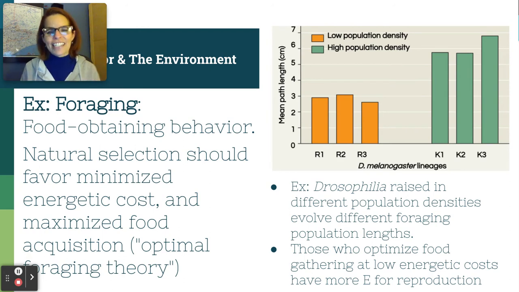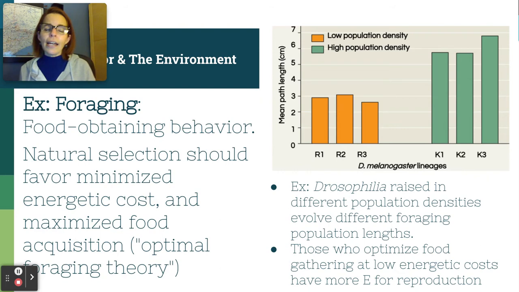So here's another example. Drosophila, who are the fruit flies. Drosophila raised in different population densities evolved different foraging path lengths. What? So how far they travel to get food. So on average, if they're in a low population where there's not very many of them, they won't travel very far because they don't need to. So they can conserve energy by just foraging fairly close, get the food they need, and be able to have energy left over for mating.